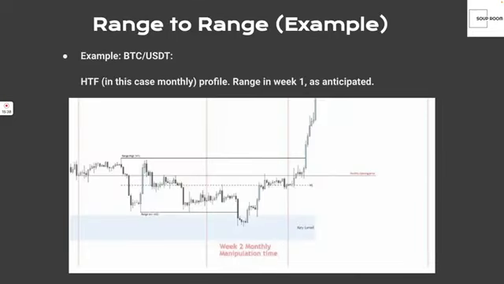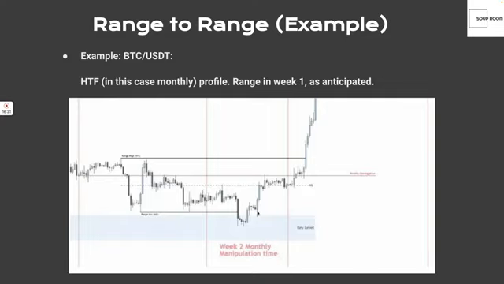Let's take a look at a range to range example on Bitcoin USDT. The higher time frame in this case is the monthly profile. Range in week 1 as anticipated. Week 2 of the month is manipulation, and this is exactly when you want to be looking for an entry. Consolidation on the higher time frame, which is week 1. Consolidation on the lower time frame, which is week 2. Turtle soup into a key level.